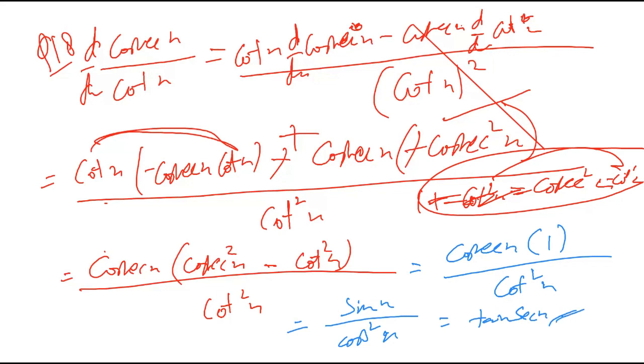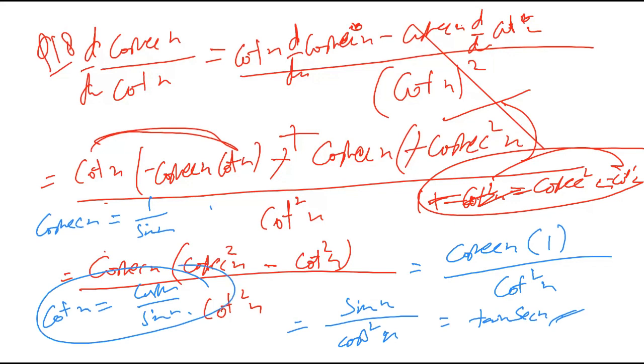What I have done here is I have put cosec x is equals to 1 over sine x, and cot x is cos x over sine x. These are the two things which I put. Okay. With this, I am just closing my class today, and these are the very basics of the differentiation topic.